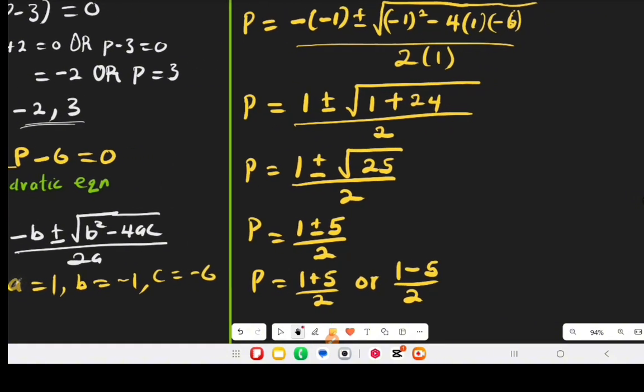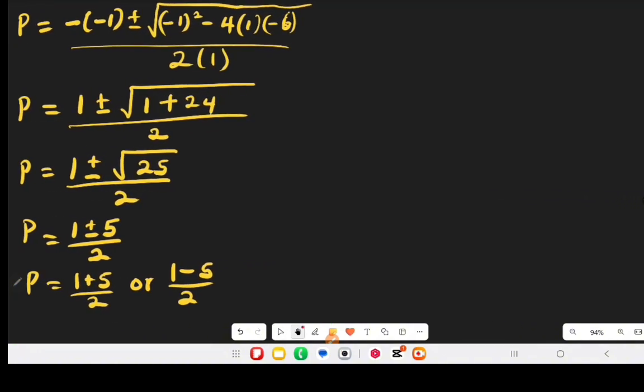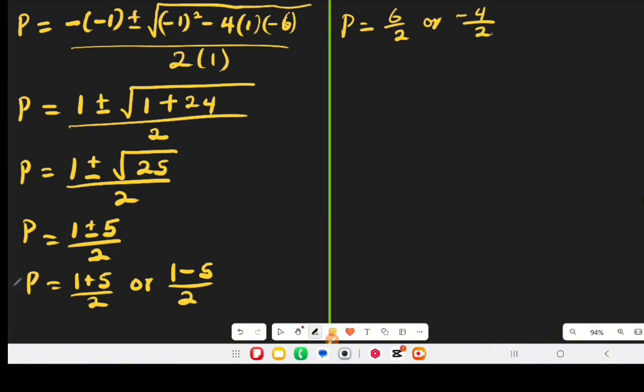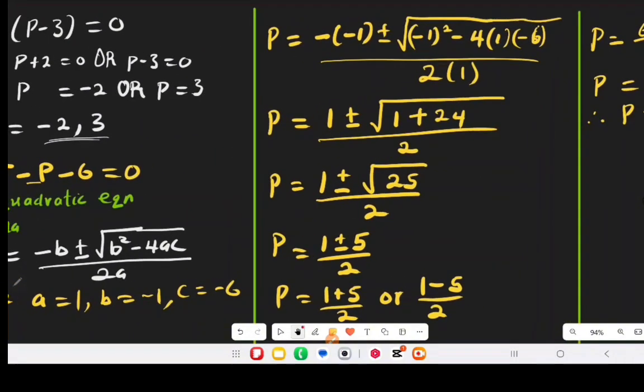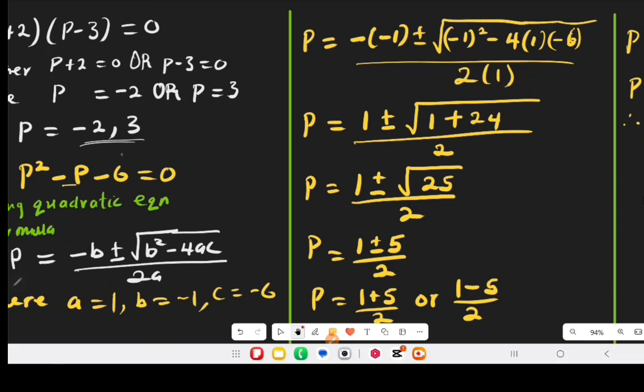If we continue, p is equal to 1 plus 5 gives us 6 over 2, or 1 minus 5 gives us minus 4 over 2. P is equal to 6 divided by 2 gives us 3, or minus 4 divided by 2 gives us minus 2. Therefore, p is equal to 3, minus 2. This is the same as the first answer we have here, but that is not the end.